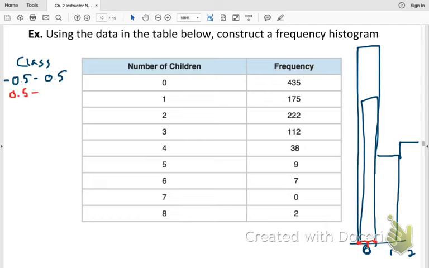so that my class midpoint could be 1. And that would be the high part of my table, or not the peak of my bar. The center of the bar right there would be right at 0, right at 1. So what I'm going to do is go ahead and pause this, take a minute, and construct a frequency histogram using this data.